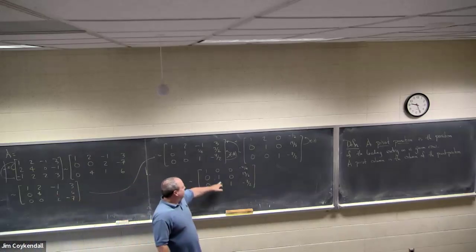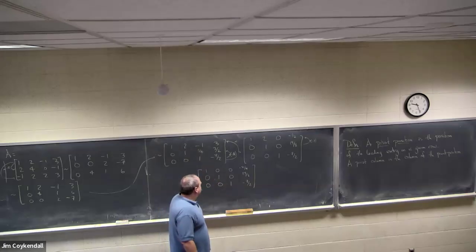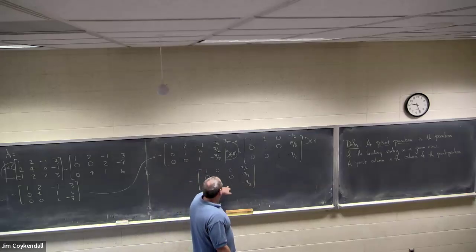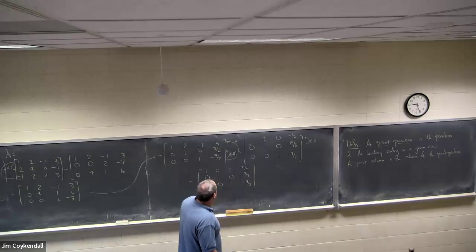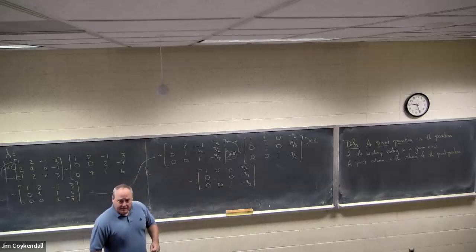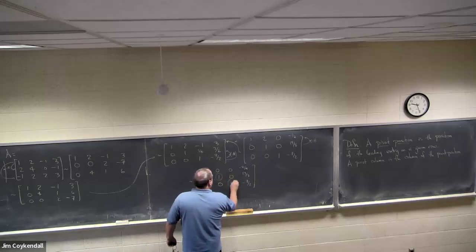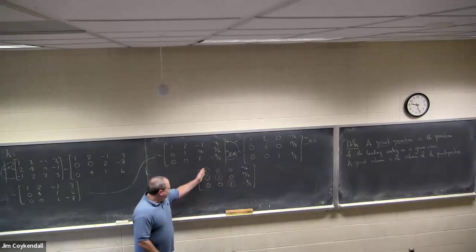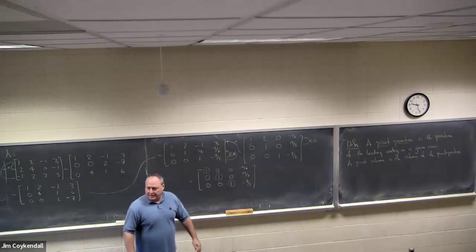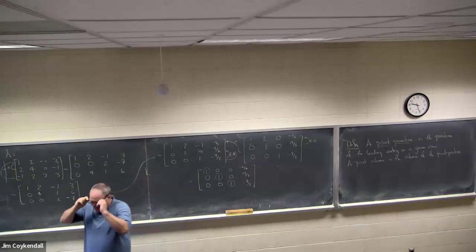And now this is in row reduced echelon, right? The ones go down to the right, and every leading entry is the only entry in its column. Everybody see how to do that? These are the pivots, and the columns they're in are the pivot columns. Everybody clear on that? Okay.